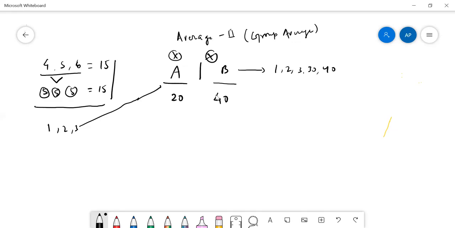But the point is all the students have an average. The average of all these students from B is 40 and the average of all the students from A is 20. So what I'll try to do here is I'll try to find the group average, if I want to calculate the average of the entire class 10th.